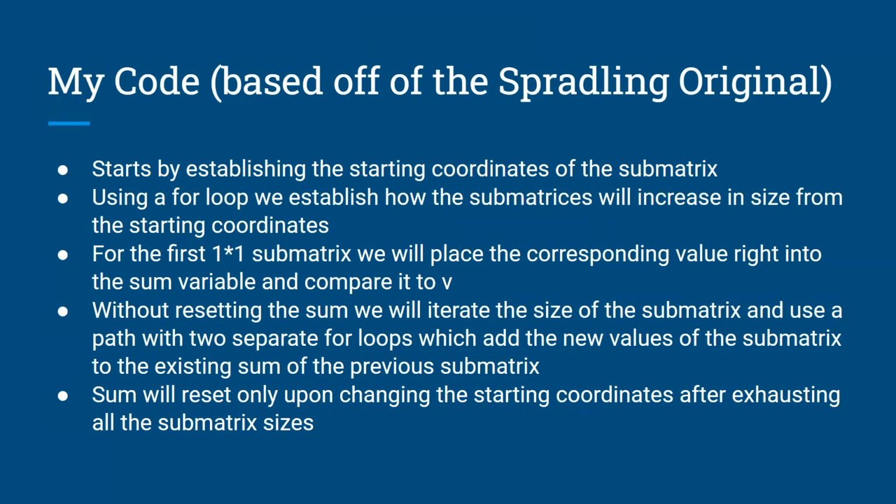Using a for loop, we establish how the submatrices will increase in size from the starting coordinates. So that first 1 by 1 matrix, we will place the corresponding value right into the sum variable and compare it to v. Without resetting the sum, we'll iterate the size of the submatrix and use a path with two separate loops, which add the new values of the submatrix to the existing sum of the previous submatrix. The sum will only reset upon changing the starting coordinates, which happens after exhausting all of the submatrix sizes for those specific coordinates.